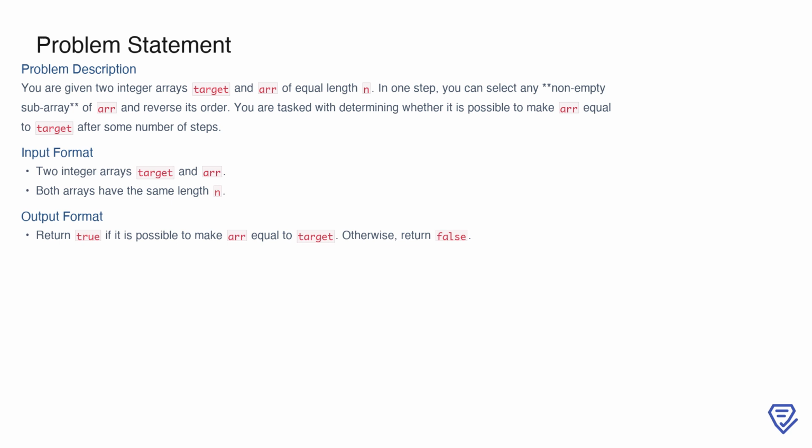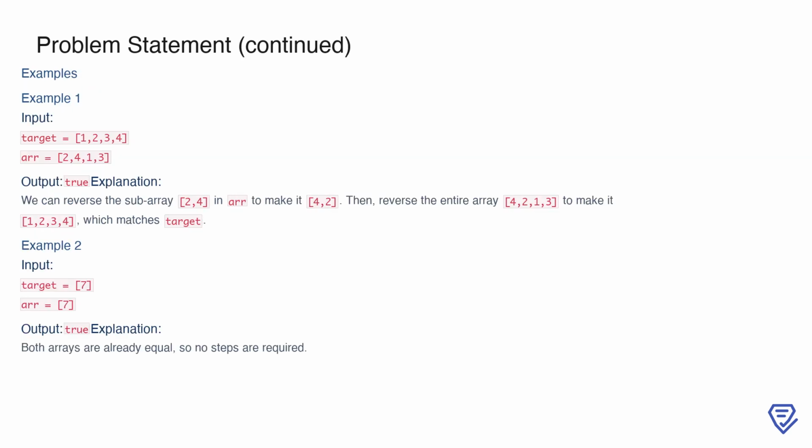The goal is to determine whether you can make the array ARR equal to target by performing a specific operation any number of times. The operation allows you to select any non-empty subarray of ARR and reverse its order. The task is to return true if it's possible to transform ARR into target using this operation, or false if it's not. Both arrays are provided as inputs, and the output is a Boolean value that indicates whether the transformation is achievable. To better understand the problem, let's go through some examples.